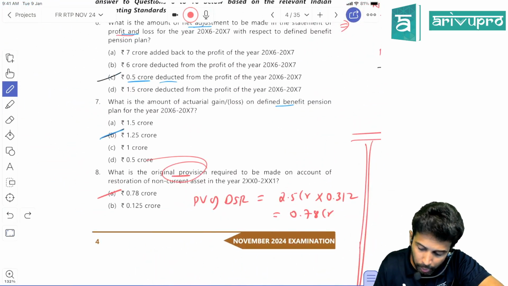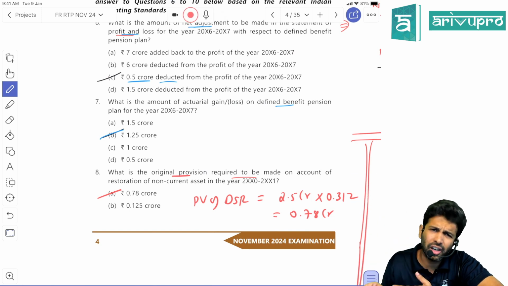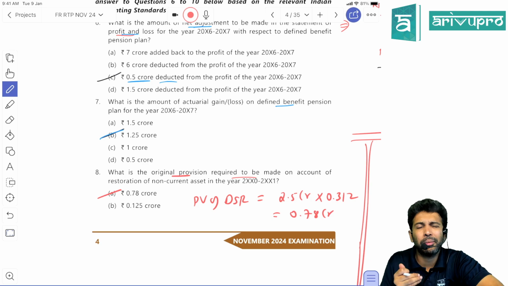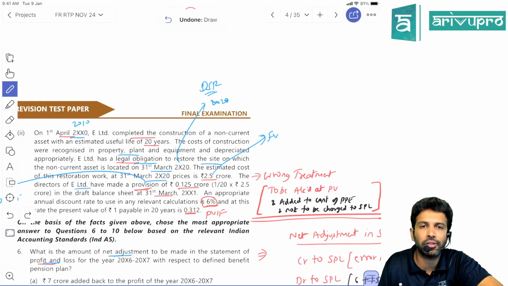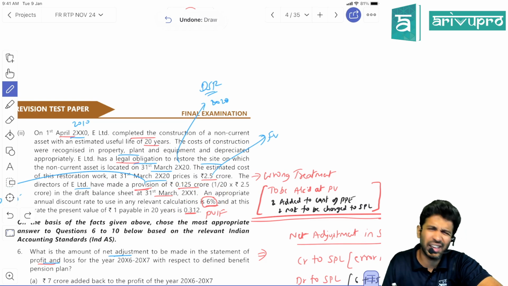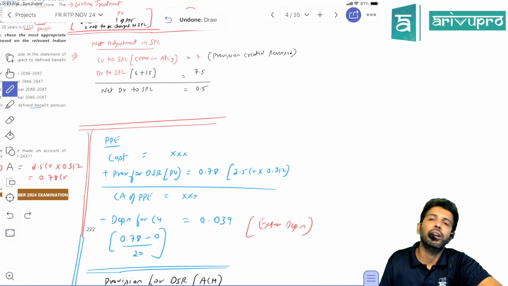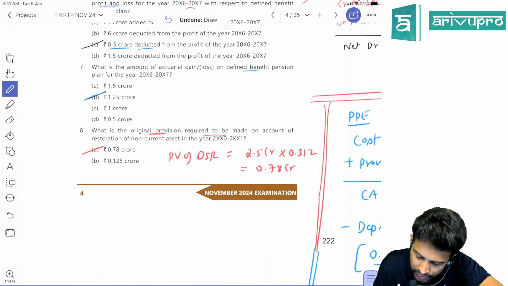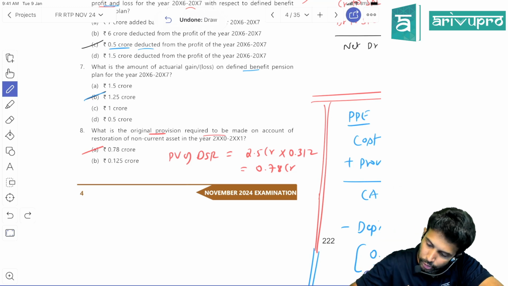They're saying what is the amount of original provision required to be made. Actual provision, how much you should make. That is what, sir? Total amount of DSR cost, which is 2.5 crores, multiplied by your PVA, basically present value, which we already calculated here. What is the present value of provision for DSR? 0.78 crores. So that is the provision you should actually make. That's what I've written over here. Now, that is what you need to make, right?